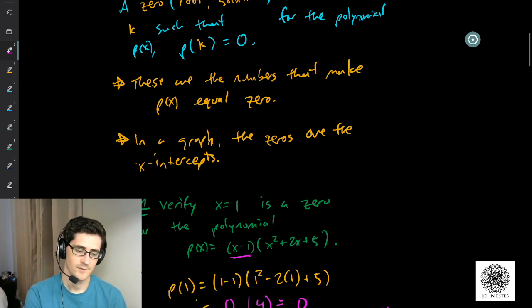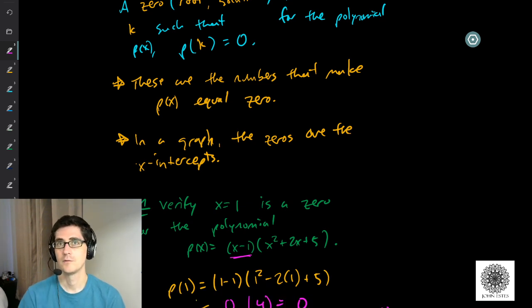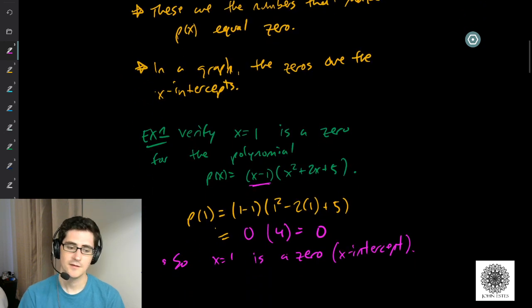Now if you think about it, where have we seen that in the past with graphs? If I let y equal 0 and solve for x, I'm finding my x-intercepts. So in a graph setting, the zeros are the x-intercepts. Again, you just need to think of the zero as not 0 itself, it's the values that make the polynomial equal to 0. Sometimes that is 0.